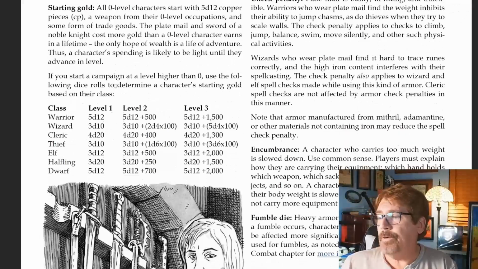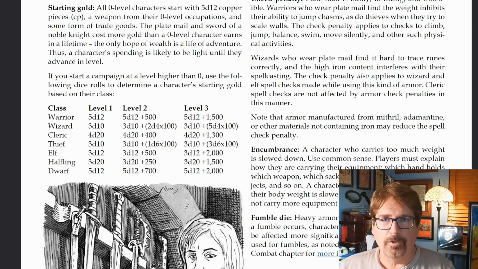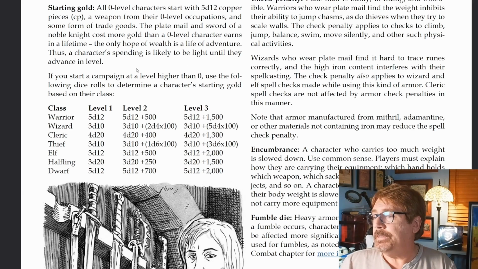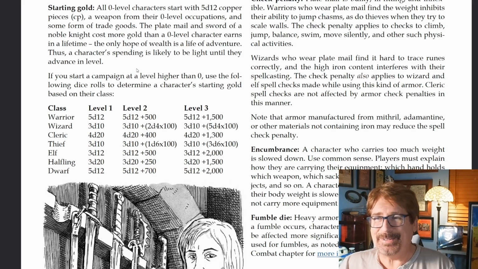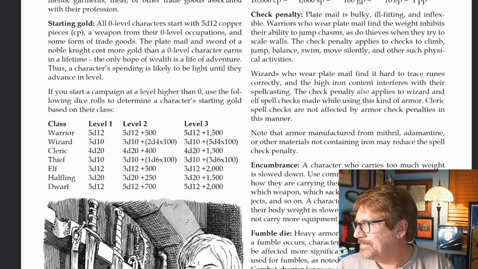Starting gold. This is how I like to start my campaigns. I make my players roll dice to see how much gold they start with, and they can go ahead and buy all their initial equipment based on their background. I was born on a farm with some cows. I did a lot of cow tipping and riding.